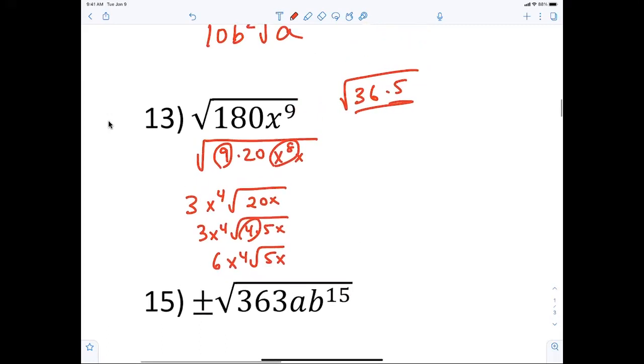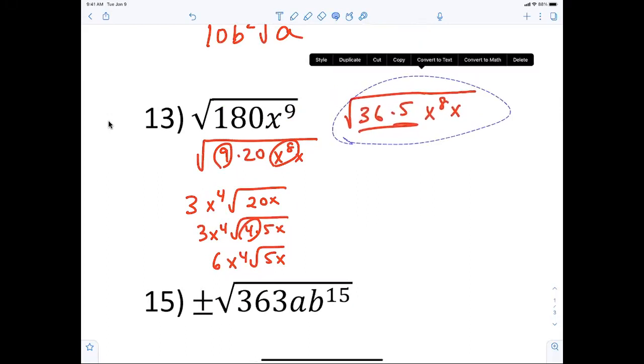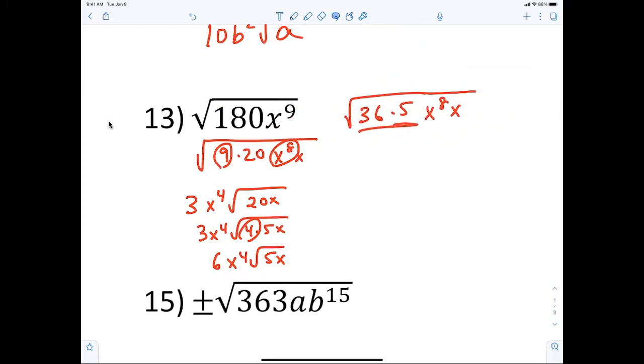Now, for those of you who knew it was 36 times 5, watch. x to the 8th times x. This is for those of you who know your squares. What's the square root of 36? 6. What's the square root of x to the 8th? x to the 4th. Now it's just easier. Radical 5x. Does everybody agree with me? It's just easier. It's easier when you can find the largest perfect square, but sometimes you just can't, and that's okay. You just got to keep breaking it down.